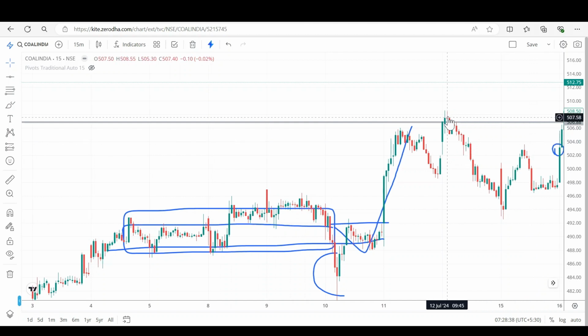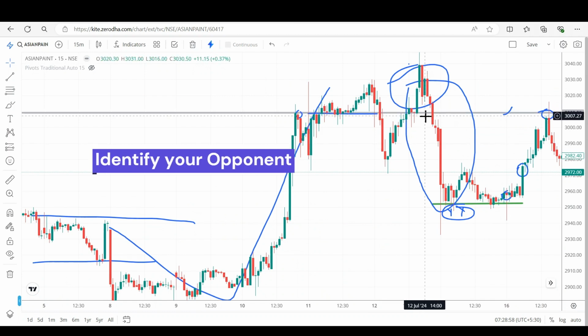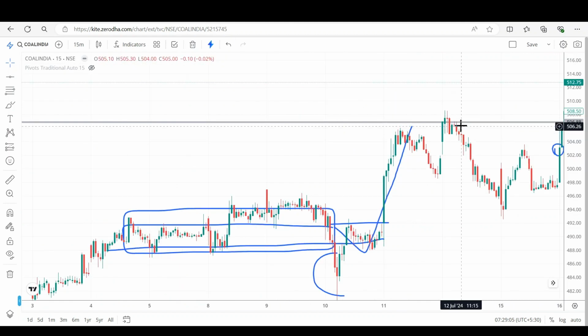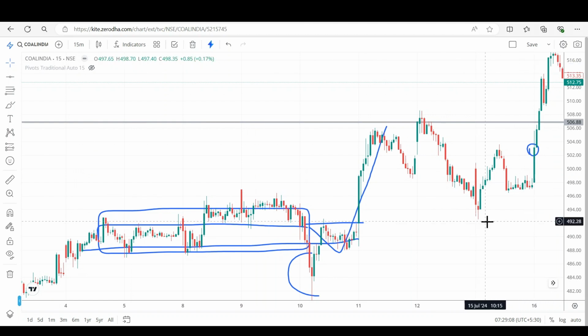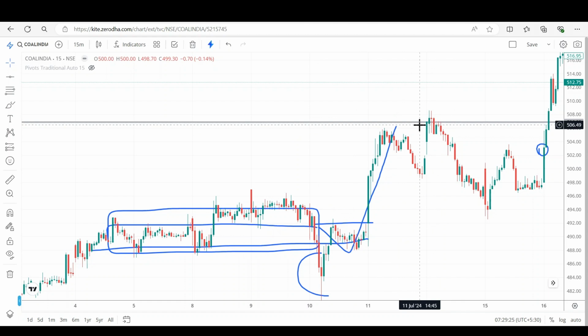So if you can analyze the strength of the buyers and sellers, then you can easily find your target. In simple words, if the opponent is very strong, your targets will be limited. And if your opponent is weak, you can trail your targets. So it was most obvious that this level would break. Sometimes you might get questions in your mind whether this area, this point, this resistance will break or not.